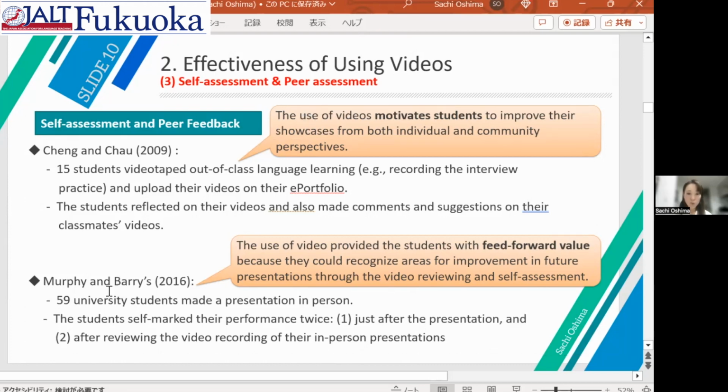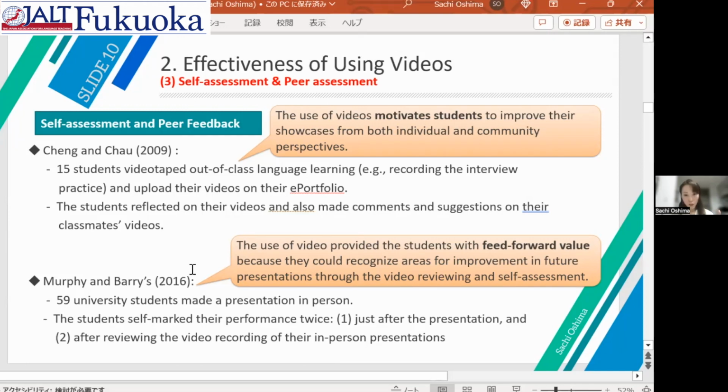And second one, Murphy and Verley. In their study, 59 university students made a presentation in person, face-to-face, but the students self-assessed their performance twice: first just after the presentation, so it's based on their own memory, and second, after reviewing the video recording of their in-person presentation. They concluded that the use of video provided the students with feed-forward value because they could recognize areas for improvement in future presentations through video reviewing and self-assessment.